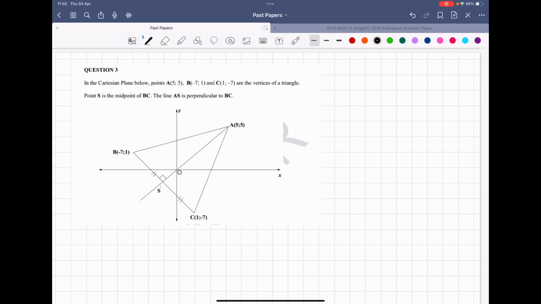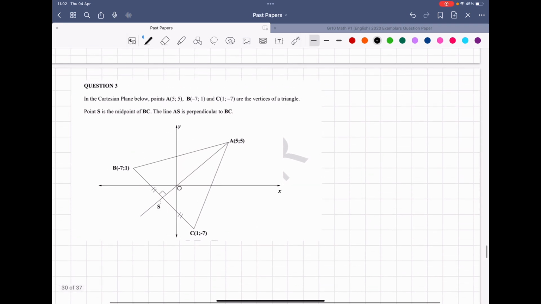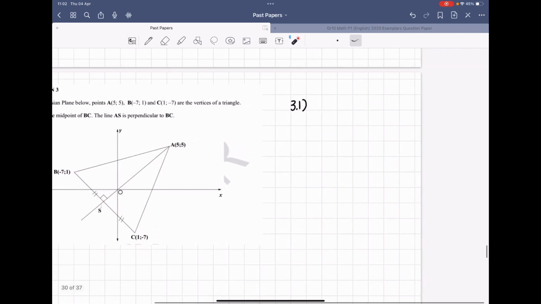And I'm asked a few questions. So the first, 3.1, is to calculate the coordinates of point S. So I was told that S is the midpoint of BC. So for this, I can just use the midpoint formula, which means that I'm going to add the x values of B and C and divide them by 2, which gives me the x value of S. And then I'm going to add the y values of B and C and divide them by 2, which is going to give me the y value of S.